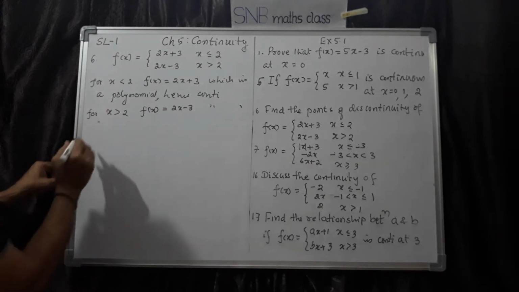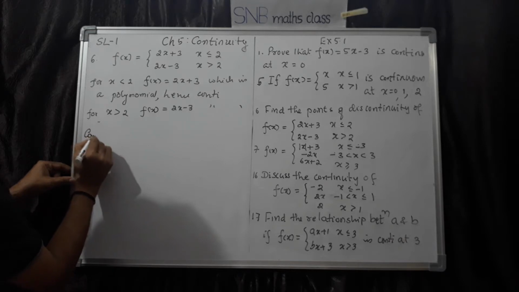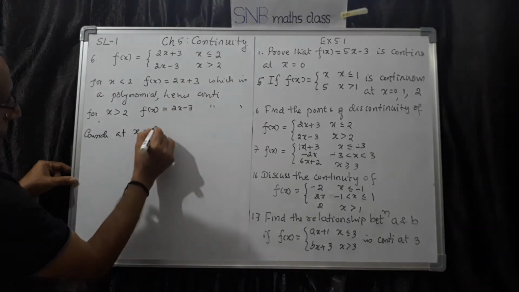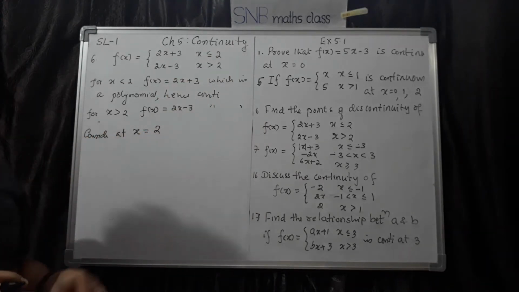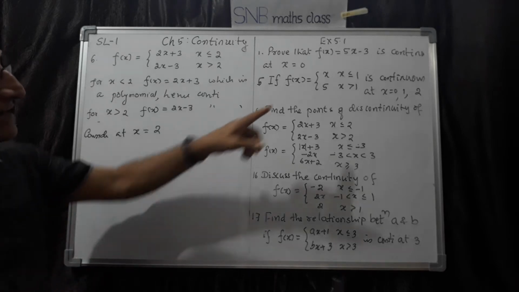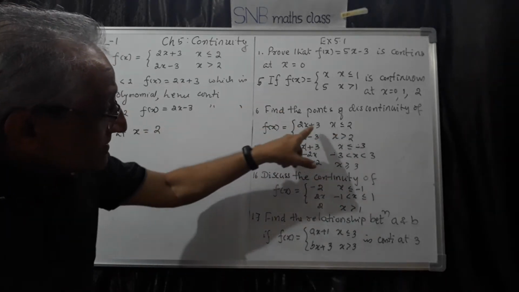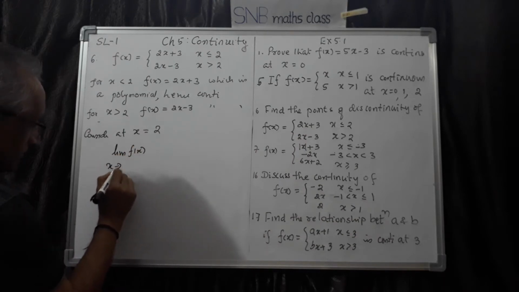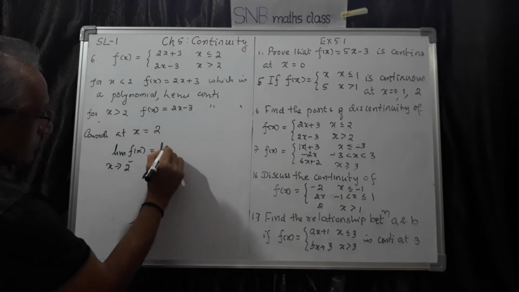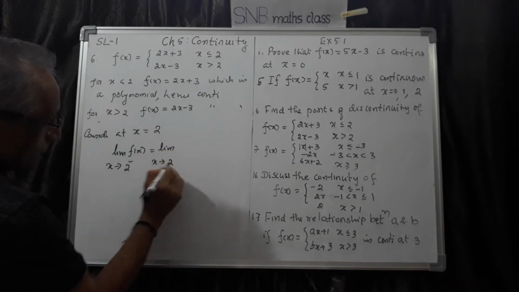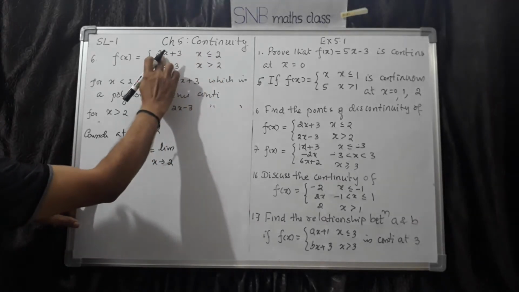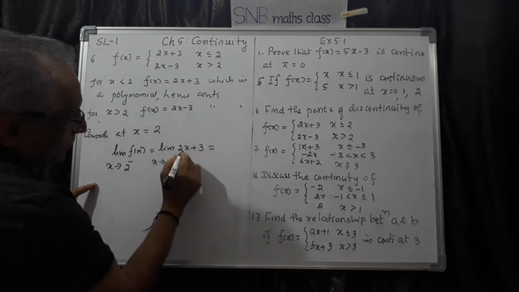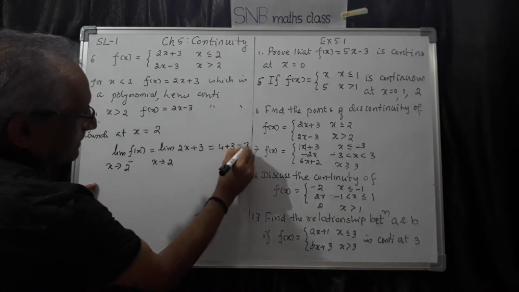Now what I have to do is consider x equal to 2, the transition point. I have to check whether it is continuous or not. So I have to find the left limit and right limit, because at this point the function changes. Therefore, now the limit of f of x as x tends to 2 minus I have to calculate. So limit x tends to 2 minus means less than 2. For less than 2 the function is this, so it is 2x plus 3. So when you put the limit, it is 4 plus 3, which is 7.